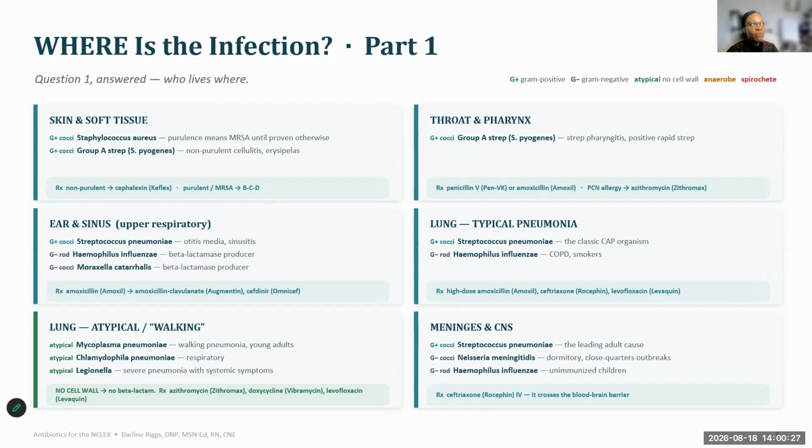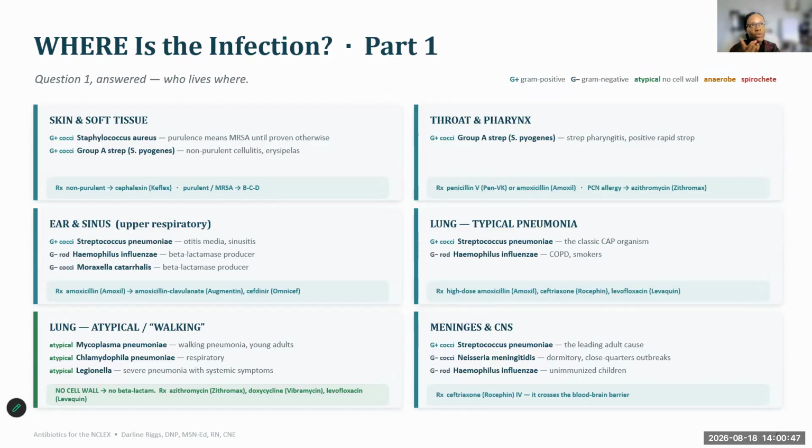So you remember your non-purulent, your strep, we're going to use our cephalosporins, like cephalexin. If it's purulent, remember our little mnemonic, BCD. We'll go over that again. I repeat things a lot so it sticks to your long-term memory.